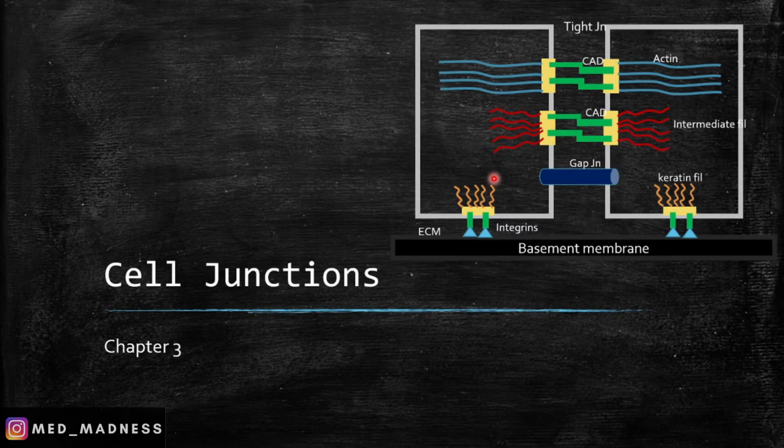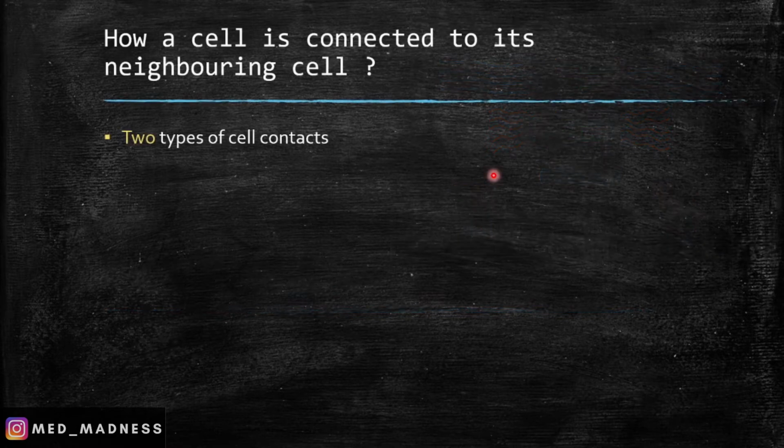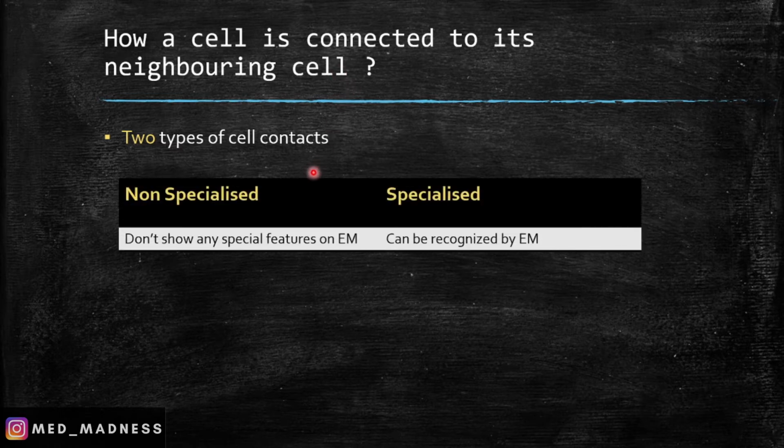In this session, we are going to discuss cell junctions. At the end of the session, you will be able to understand this picture very clearly and remember how a cell is connected to its neighboring cell. There are two types of cell contacts. One is non-specialized contacts, the other is specialized contacts.